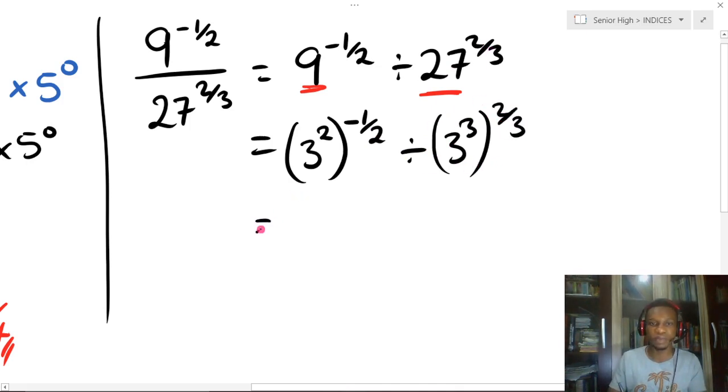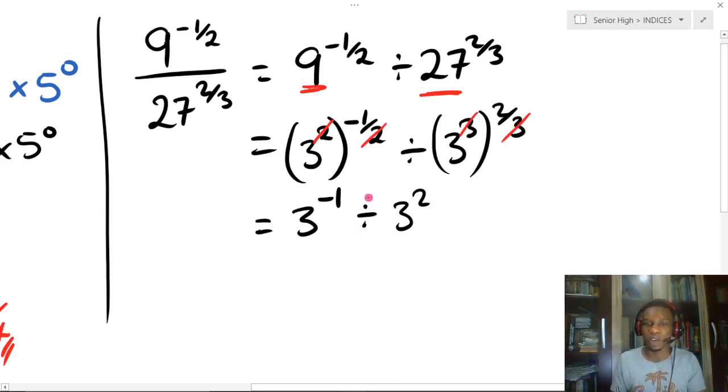Right? Now, I can open this by using my product law. Product law tells us that whenever I open it, it multiplies everything outside the brackets with that which is inside the brackets. So 2 multiplied by minus 1 over 2. Now, when 2 multiplies minus 1 over 2, that 2 will cancel out 2 here. Is that true? And when 3 multiplies 2 over 3, 3 will cancel out 3 here. Is that okay? So what do we have? We have 3 raised to the power of minus 1, because 2 cancels out 2, remaining just minus 1. Dividing, here is 3 raised to the power of 2.